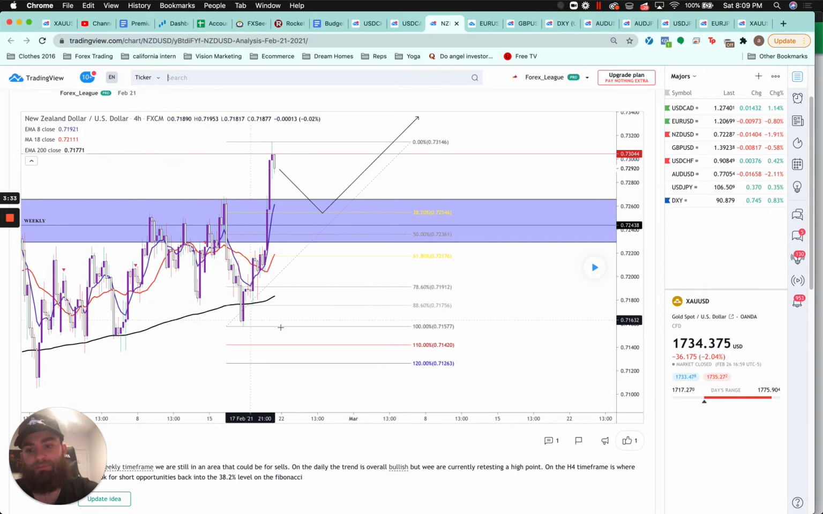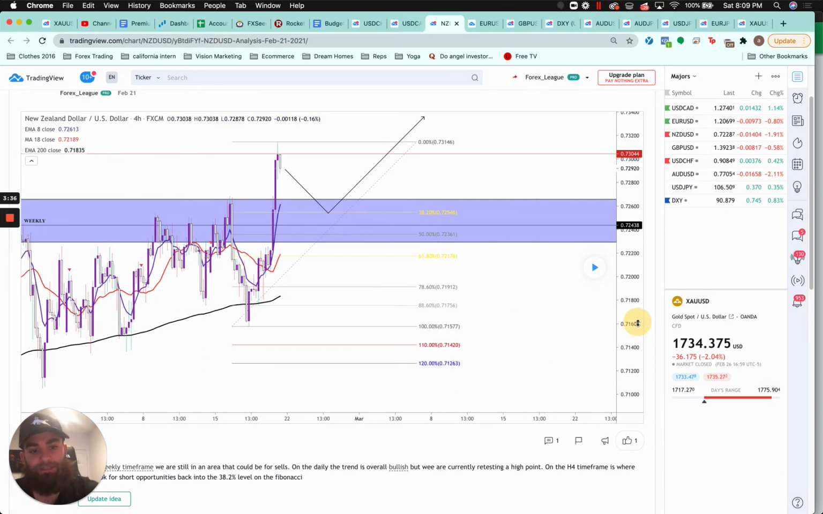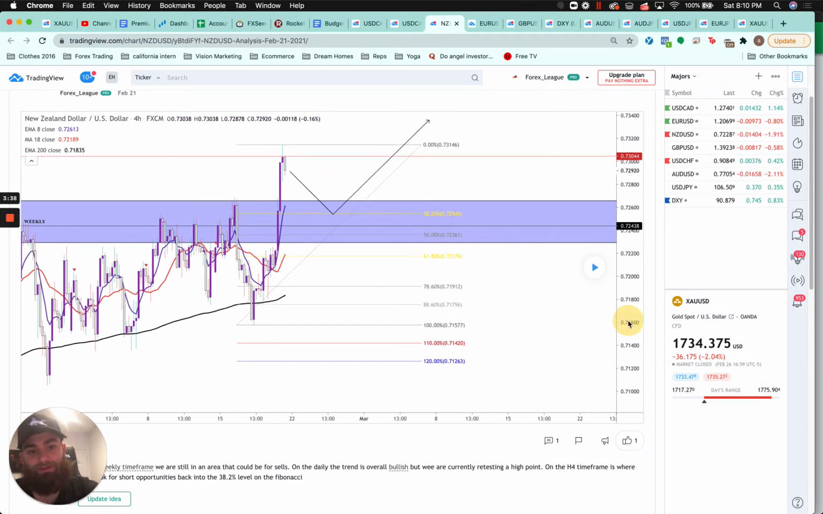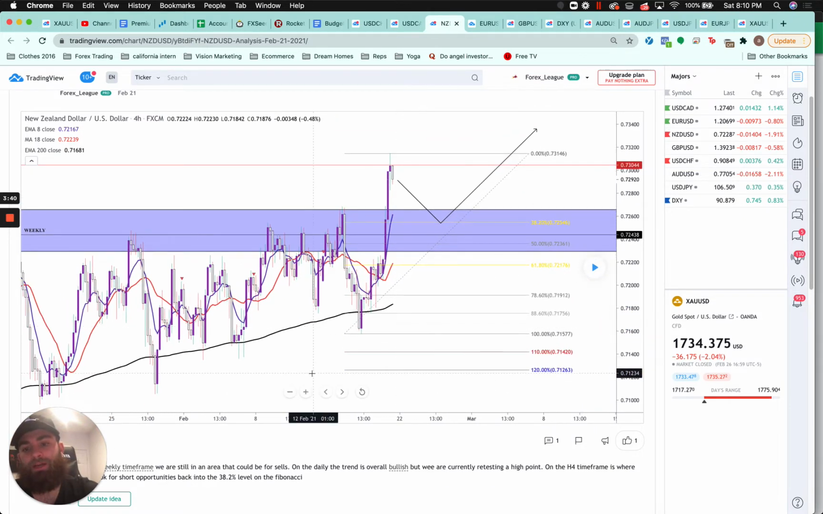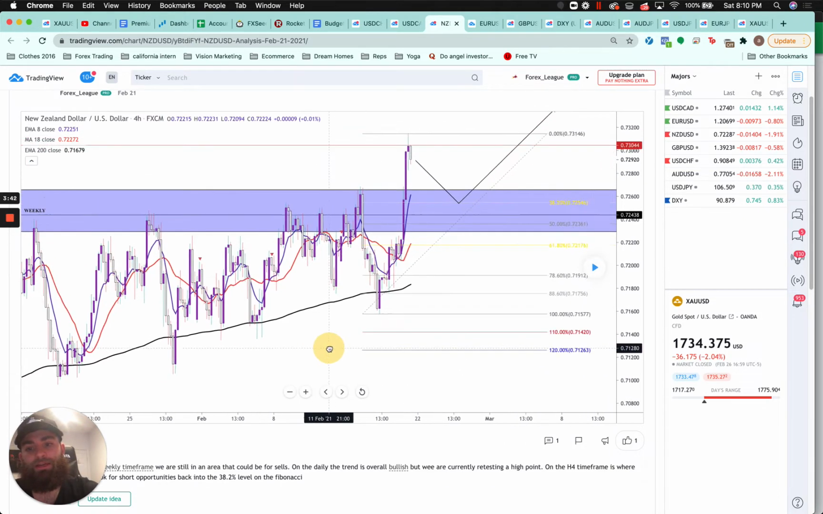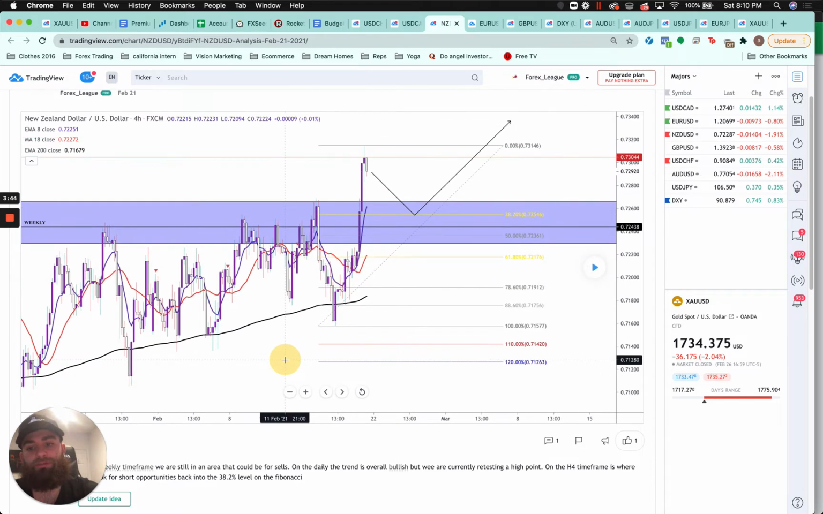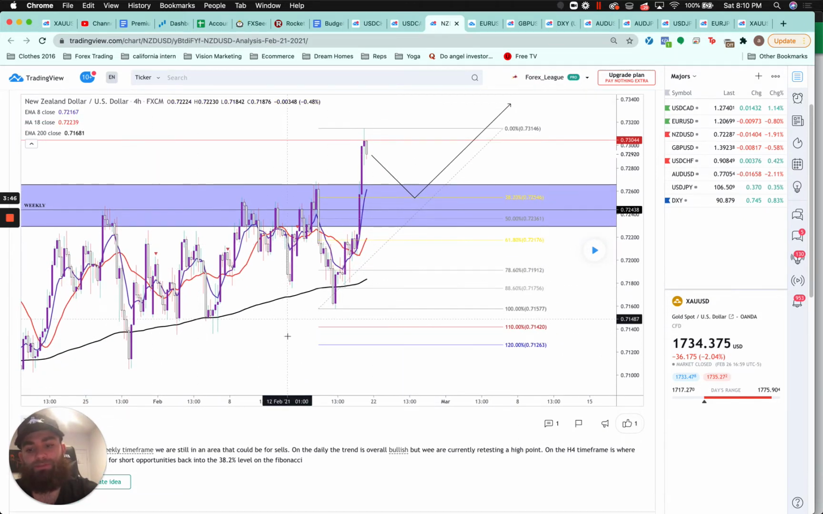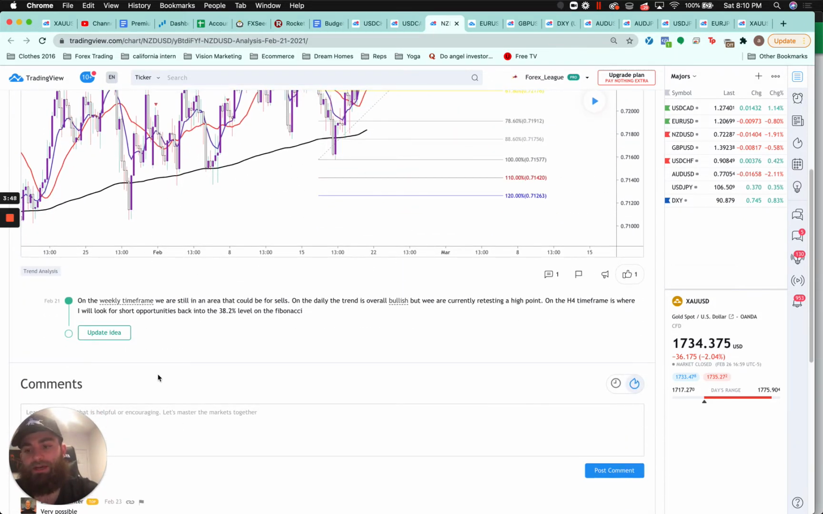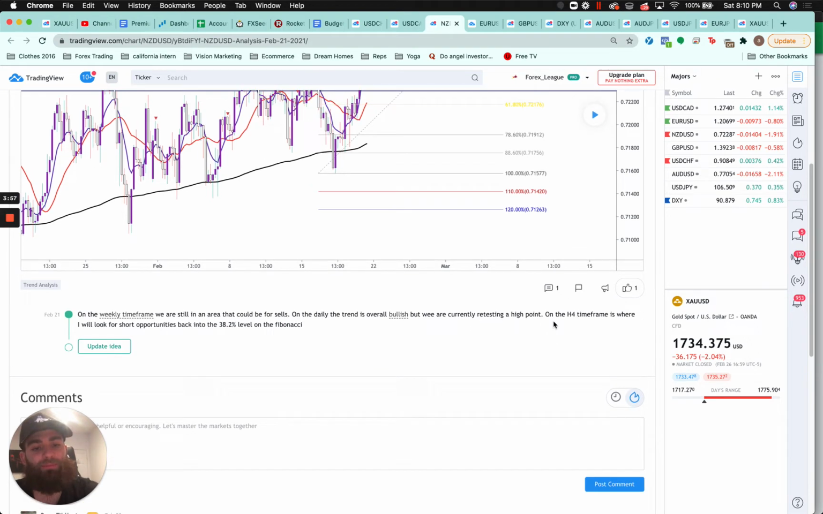So this pair had broken to the upside, as we could see right here. This pair was in a downtrend and then broke to be in an uptrend, forming higher lows. Let's just read through the analysis. On the weekly time frame, we are still in an area that could be for sells. On the daily, the trend is overall bullish, but we are currently retesting a high point.